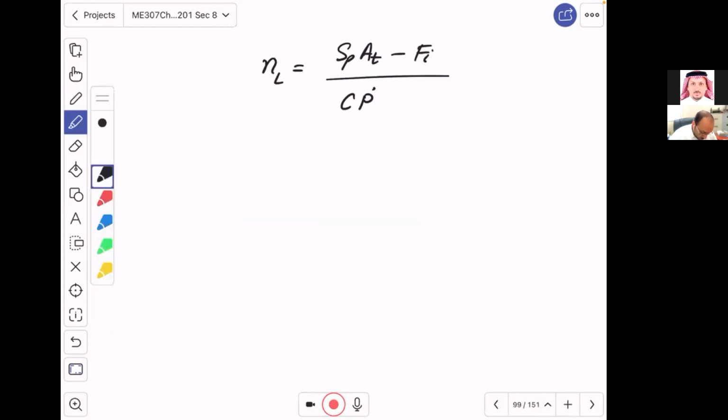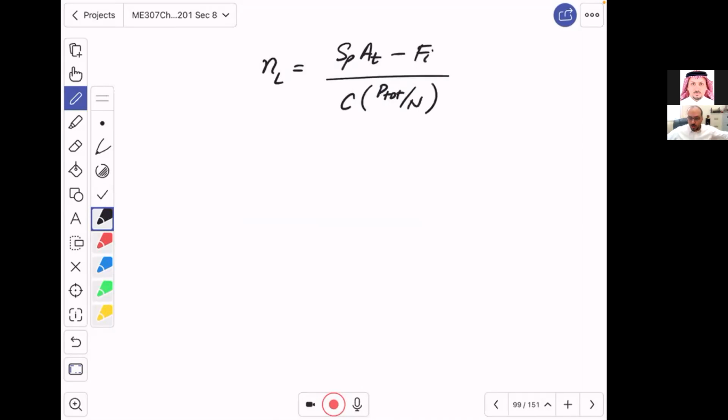Sorry, ya shabab. Let me clean this up. So P is actually equal to P total divided by N. How much is the total load? And how many bolts do I have? Then each bolt will take a little portion of that total load. So in here, I know nL, it was given to me. It says assume it to be 2. So this one is given to me.